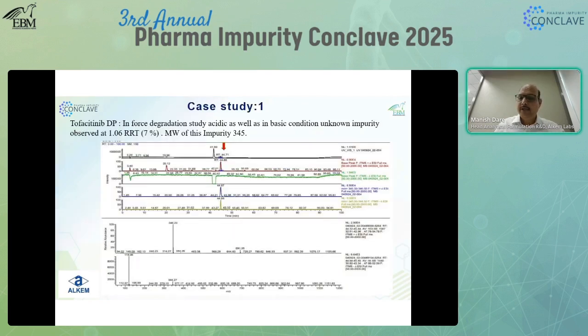Now coming to the case study. I have described a couple of case studies to help understand better what challenges pharma industries always face with unknown impurities during post-approval commercialization manufacturing and during analysis at quality control. This slide clearly indicates that during batch analysis of topotecan drug product post degradation, we came to know that unknown impurities are coming up. That unknown impurity is at 1.06 RT, and it is around 7% in post degradation.